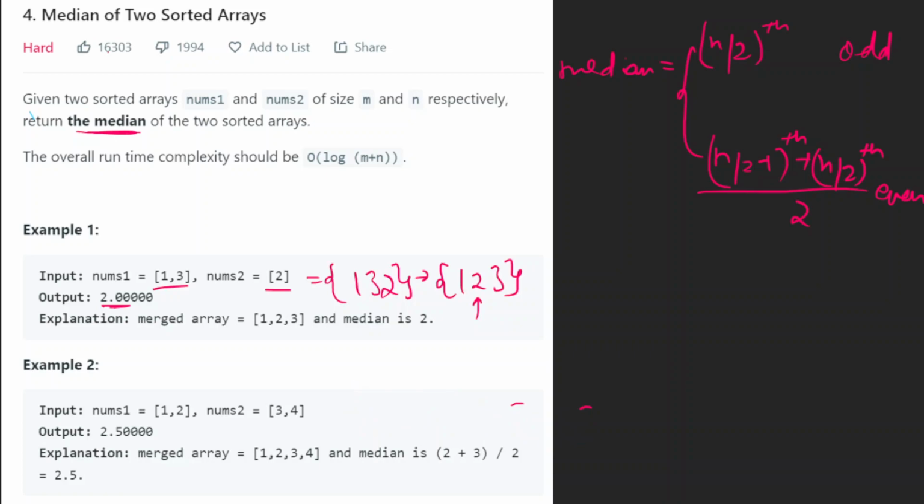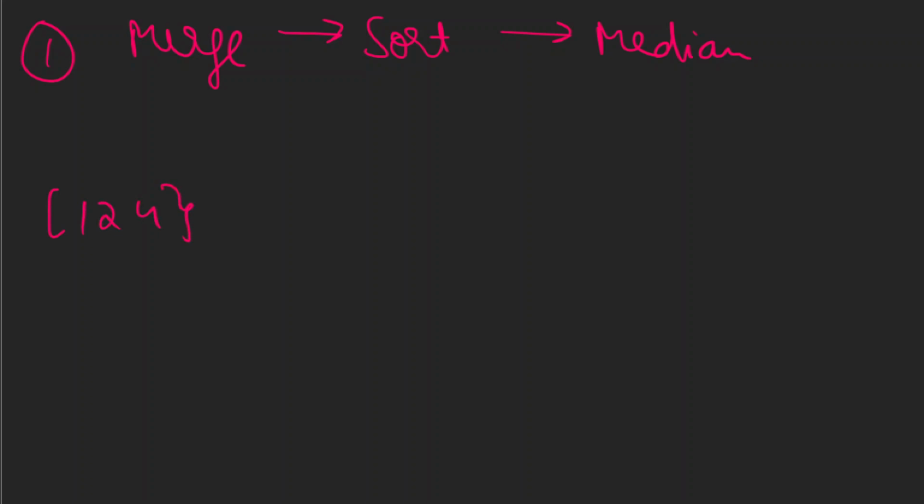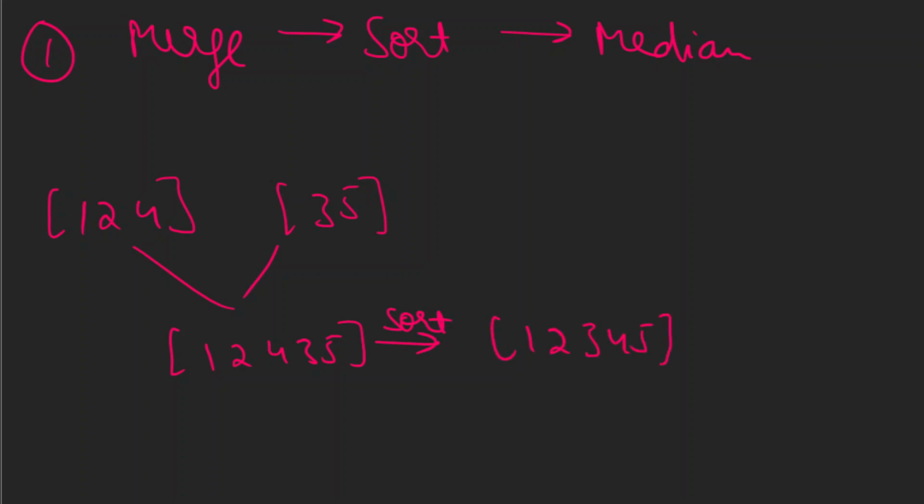Okay, so let's build our solution up, and we're going to start from the very basic. So the first approach is to merge the arrays, then to sort the array, and then find the median. Merge means that you are given the first array 1 2 4, and the second array is 3 5. After merging them this is going to be 1 2 4 3 5, and after sorting them it's going to be 1 2 3 4 5.